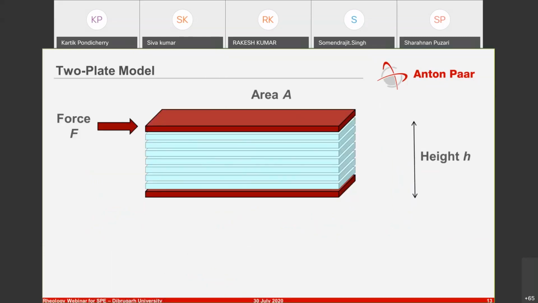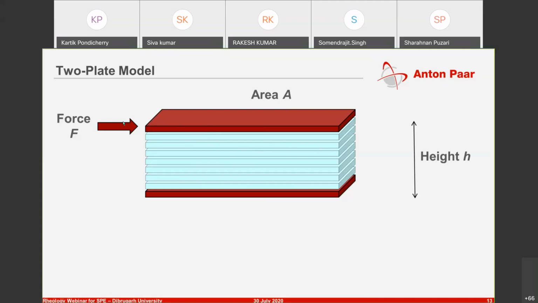So in order to understand the behavior, one would need to run some measurements. And when you're running a measurement, then you would need a model to describe the whole thing. So in rheology, the basic model that people use is a two-plate model, wherein you have two plates parallel, and then you have an infinite number of parallel laminar flowing layers which do not interact with each other, and those layers form the sample of height h.